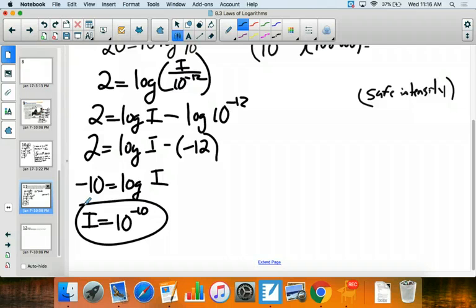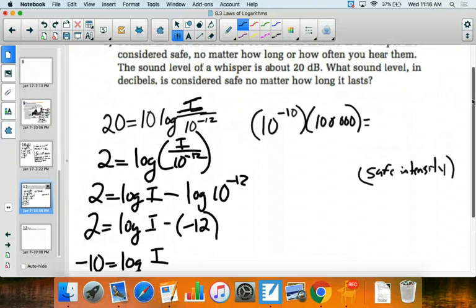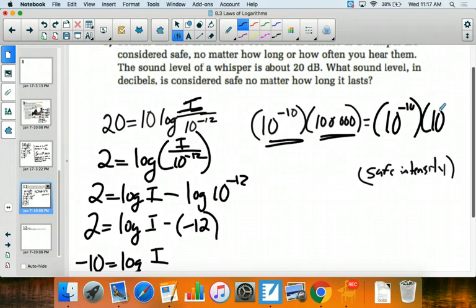So that 10 to the negative 10, that's the intensity of a whisper. The question told us that intensities 100,000 times as much as that are still safe. So you can take that intensity of 10 to the minus 10, multiply it by 100,000, and what do you get? Right, well, you can turn 100,000, first of all, into 10 to the power of 5. Right, make that easier. So you've got 10 to the negative 10 times 10 to the power of 5. And then you can just add your exponents together. And you've got 10 to the power of negative 5. That's considered a safe intensity. Okay? So we've now figured out what the intensity level is for a safe intensity.